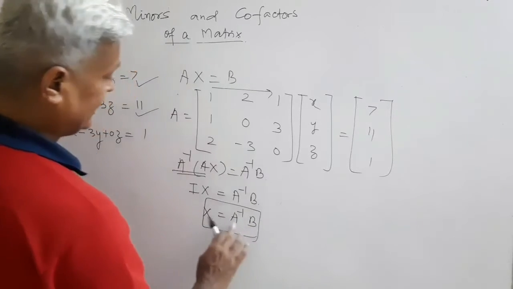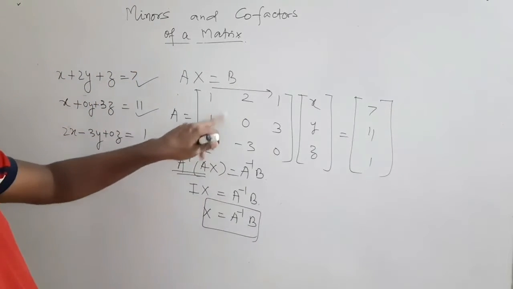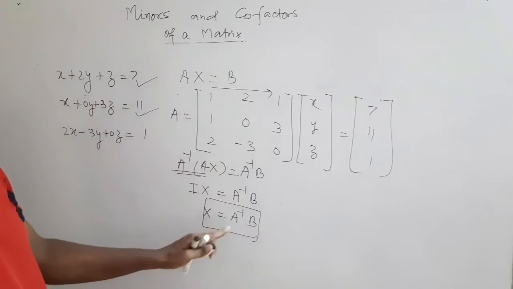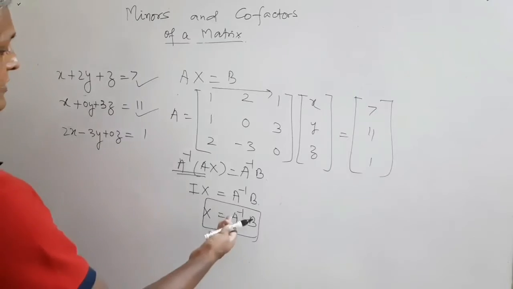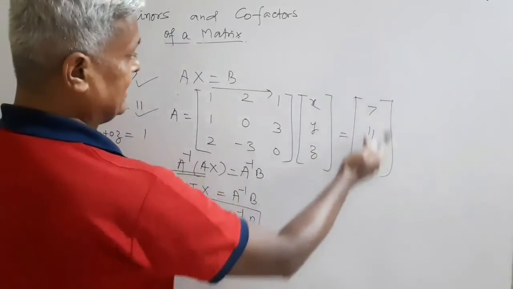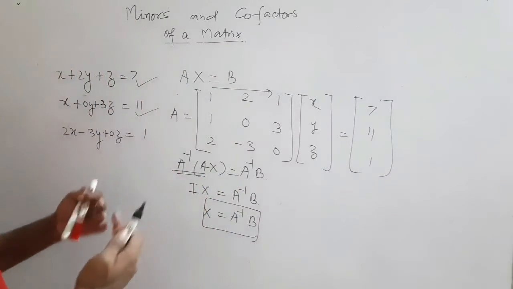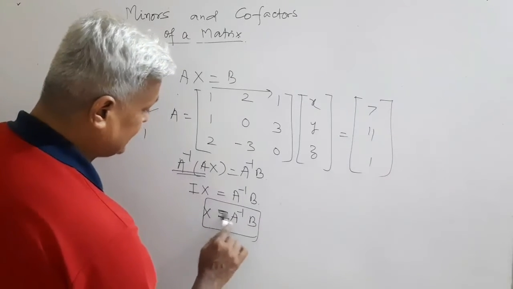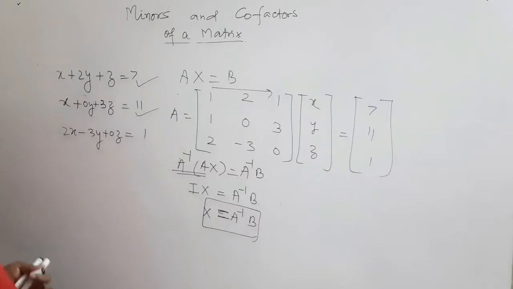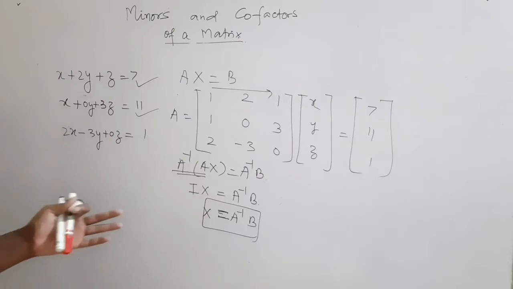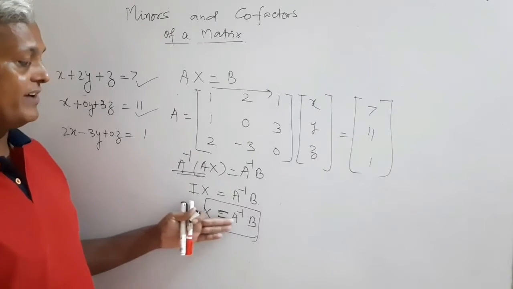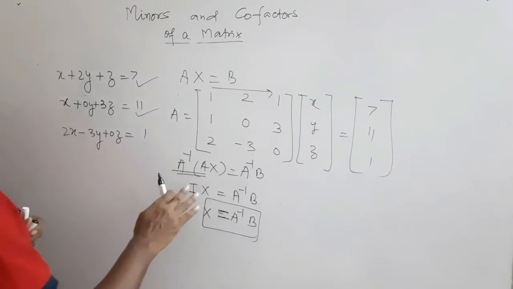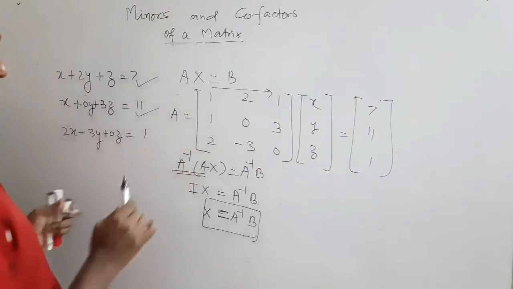This means if you find A inverse and multiply it with B, this will give you a matrix of the very same nature. Then by comparing the corresponding coefficients, because the equal sign says that X has to be of the same order, X can be compared as the product of A inverse and B. So now we are going to solve them. First I need to find A inverse.